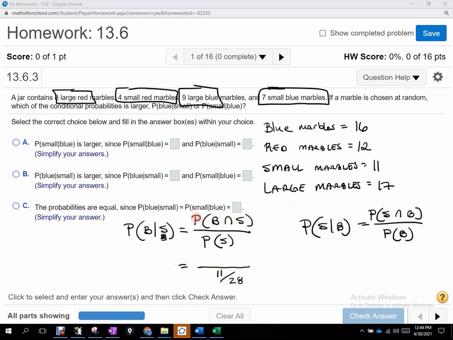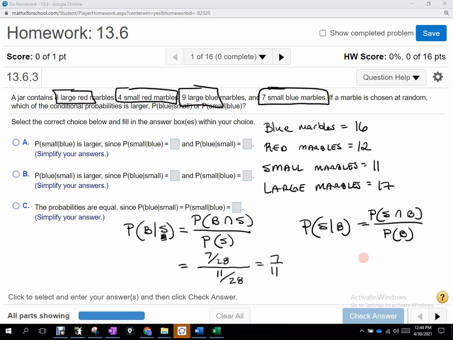Okay. Probability of blue and small. How many were blue and small? Now, I don't have that written here, but it was described up here, right? Blue and small was 7, correct? Okay. So 7 out of my 28 marbles were blue and small. That will reduce to 7/11.